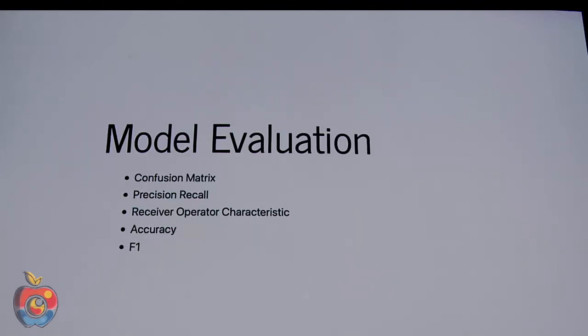And then some numeric values are just the accuracy and then F1 score. And F1 is like a balance between the precision and recall values. So if you want just a single number that tells you how well your model is doing, you could just go with the F1 score.